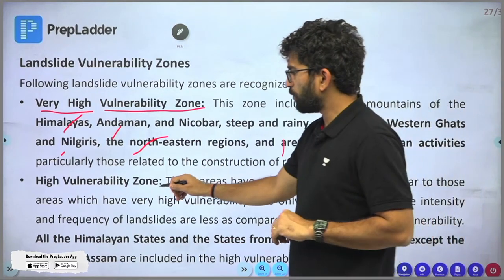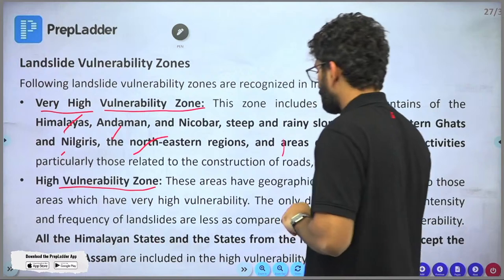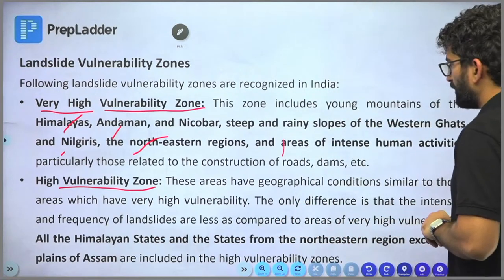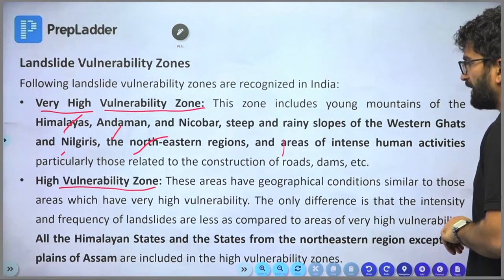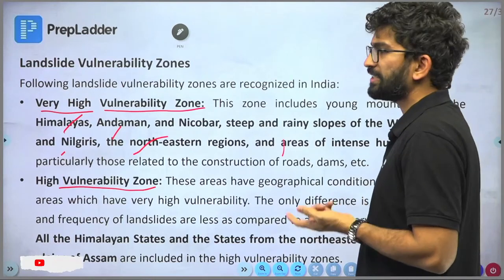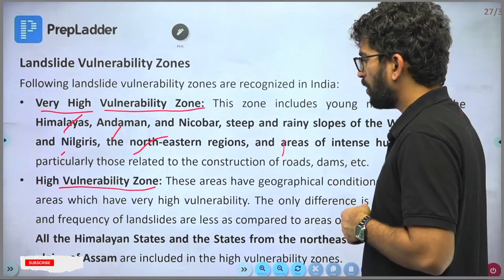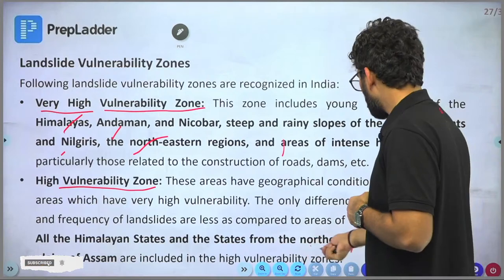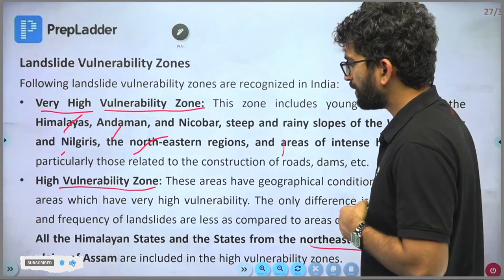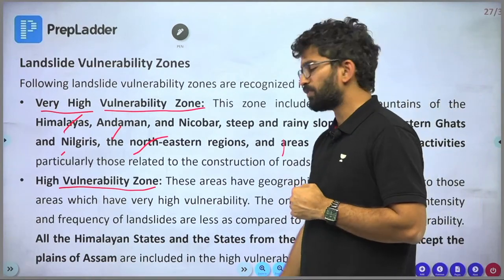In the high vulnerability zone, the only difference is that the intensity and frequency of landslides are less compared to the earlier one. All Himalayan states and the states from the northeastern region, except the plains of Assam, are included under this one.